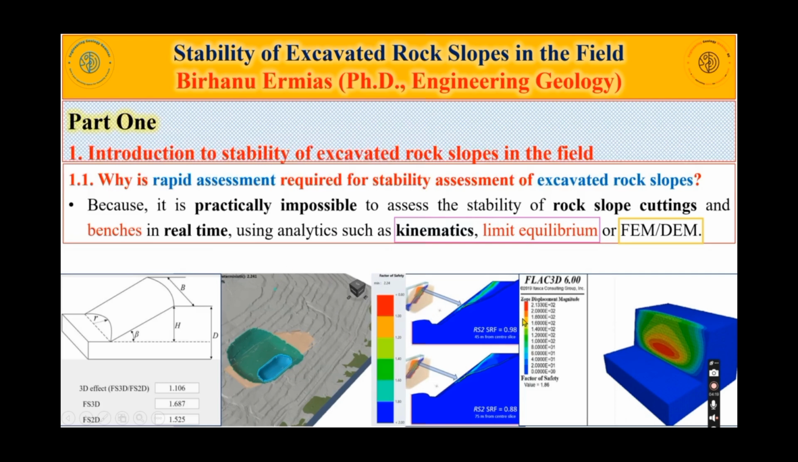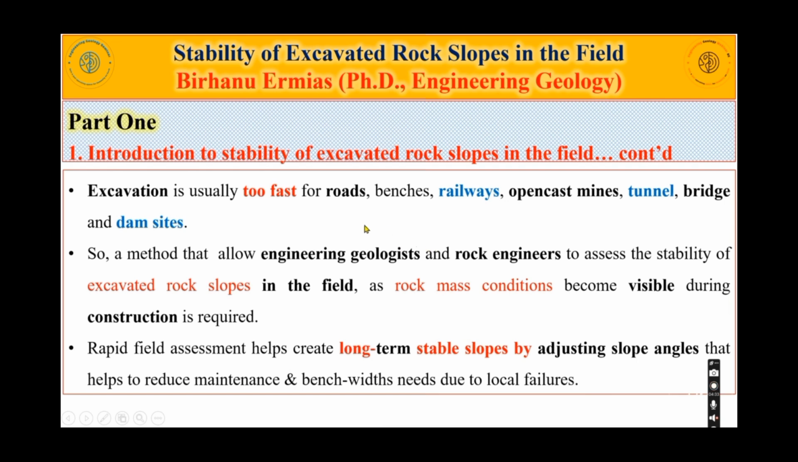Excavation is usually too fast for roads, benches, railways, open mines, tunnels, bridges, and dam sites. It's too fast, and what is required is a method that enables a site engineer or engineering geologist to go along with the excavation, evaluating the slopes and giving recommendations. So a method that allows engineering geologists and rock engineers to assess the stability of excavated rock slopes in the field as rock mass conditions become visible during construction is required.